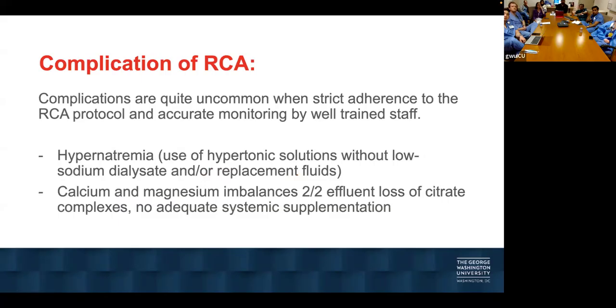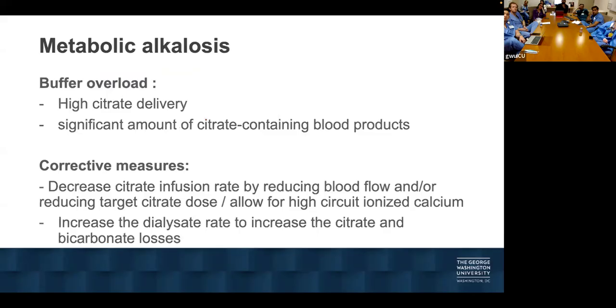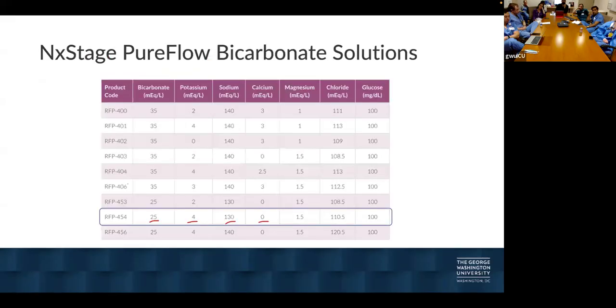Okay, got it. Complications: hypernatremia, not very often. Calcium and magnesium, because you are removing all these, so we check those every day and replace them. Metabolic alkalosis is not a high concern, but if you see it, it means you're overdoing it, or the patient is getting blood product that has citrate in it, so you should dial down. If you're really concerned, you can increase the dialysate to wash out the citrate. Most of the time you should be fine just dialing down.